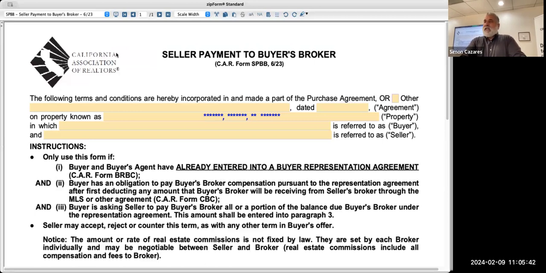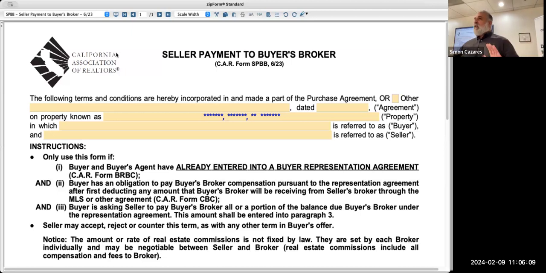The seller is basically saying, okay, you have a buyer agreement. What is the buyer willing to pay you? Because they can use that as negotiations now. If you put 2.5 and you are listing the property on the MLS at 2.5, the seller can say, well, if the buyer is going to pay you, then why should I pay 2.5?